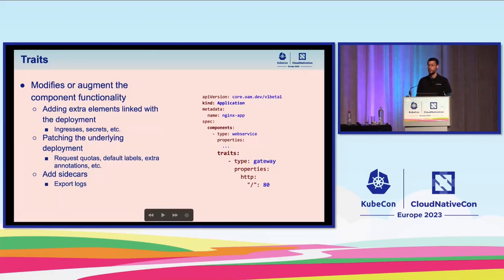Traits, as I said, is a way of modifying, or augmenting, the functionality of a component. Classical examples of this are things like creating secrets, mounting secrets into the containers, creating ingresses, registering our component into observability tools, creating sidecars, exporting logs. Anything you can think of about modifying the component, you can do it with traits. And once you have it defined, you can reapply it and reuse it among the different components. Okay.